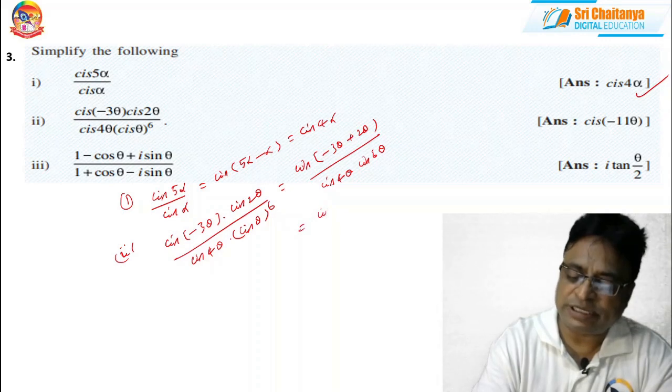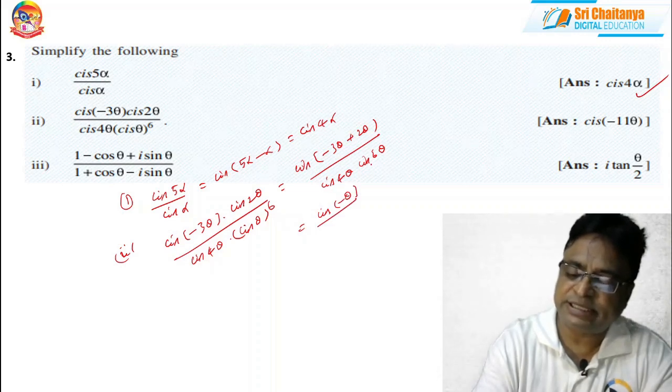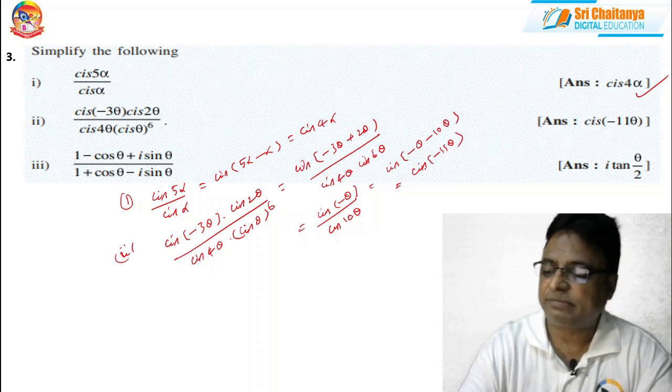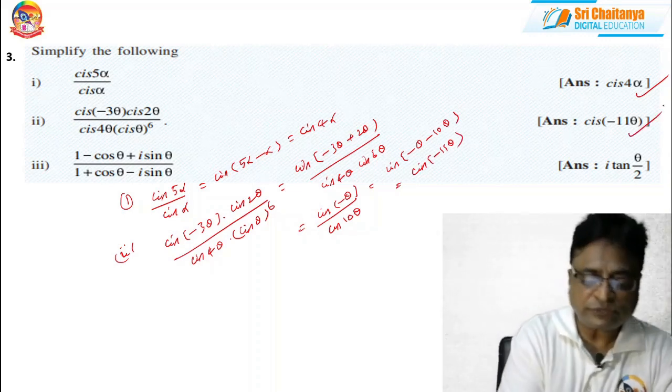So the numerator is what? Cis of minus 3 theta plus 2 theta is cis minus theta. The denominator is what? Cis 4 theta into cis 6 theta, that is cis 10 theta. So cis alpha by cis beta is cis of alpha minus beta. So this is cis of minus theta minus 10 theta. That is cis minus 11 theta. Enough. Now the third question.